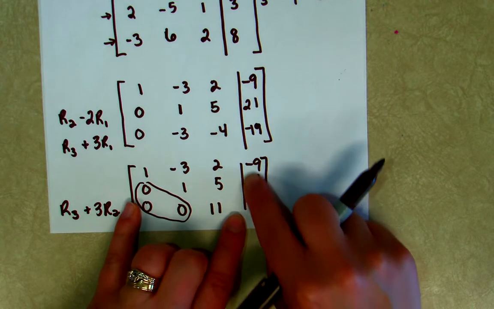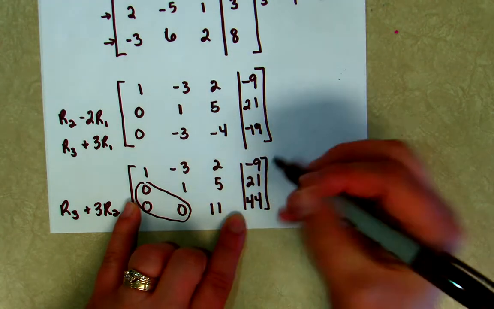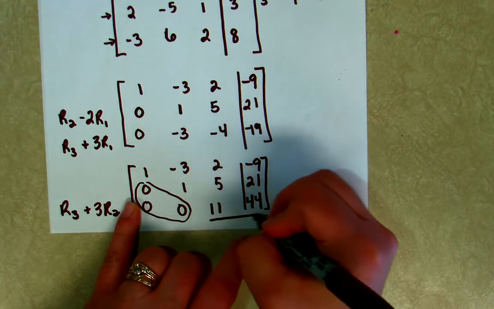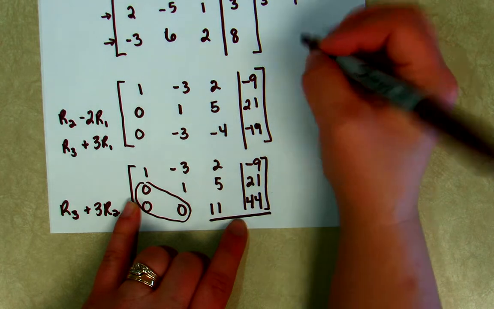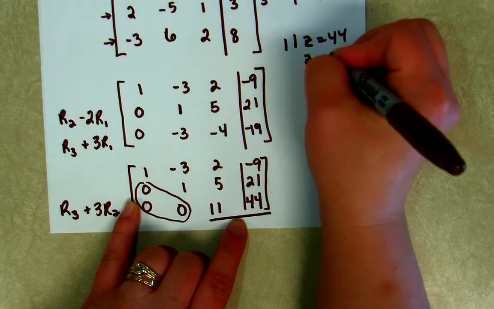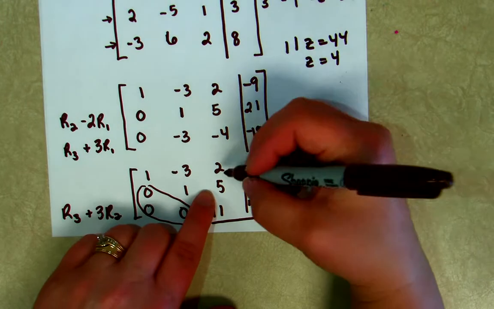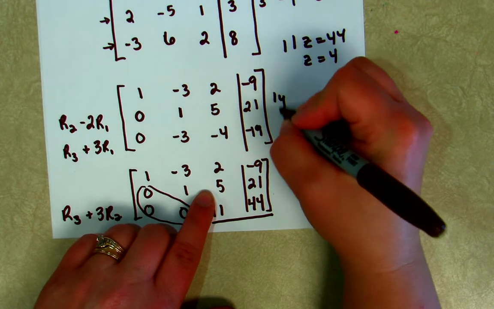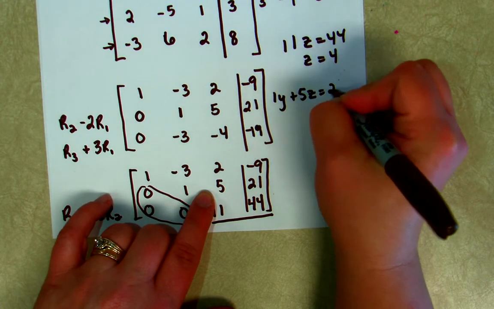And now I'm going to pull information out and work up from this. So from here, this is the z part. That means 11z equals 44, or z equals 4. Then I'm going to go up to the next row, which says 1y plus 5z equals 21.